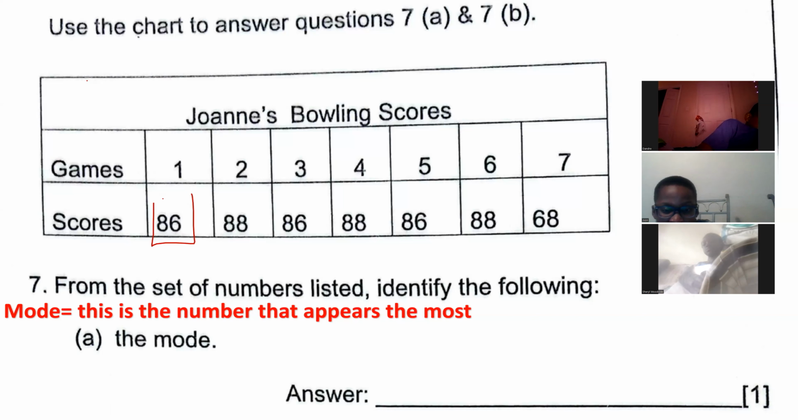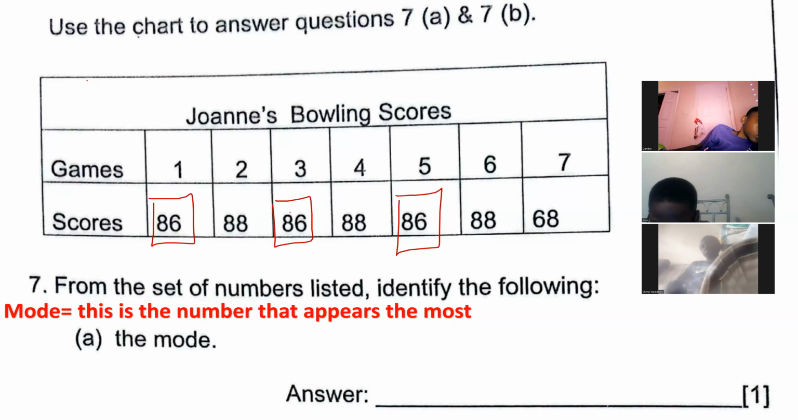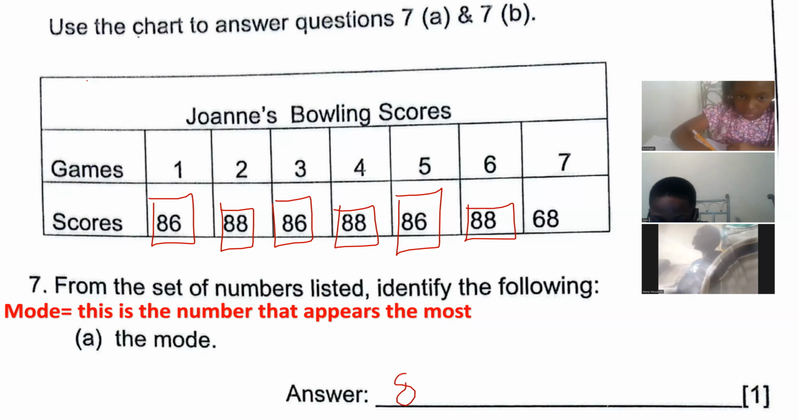So 86 appears once, 2, and 3. And 88 also appears 1, 2, and 3. So that means that 88 and 86 appear the most. So the answer is 88 and 86. We're going to say 86 and 88.